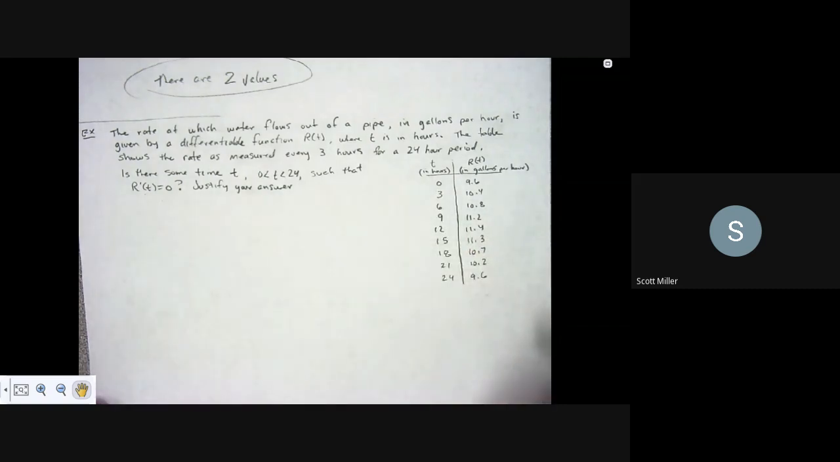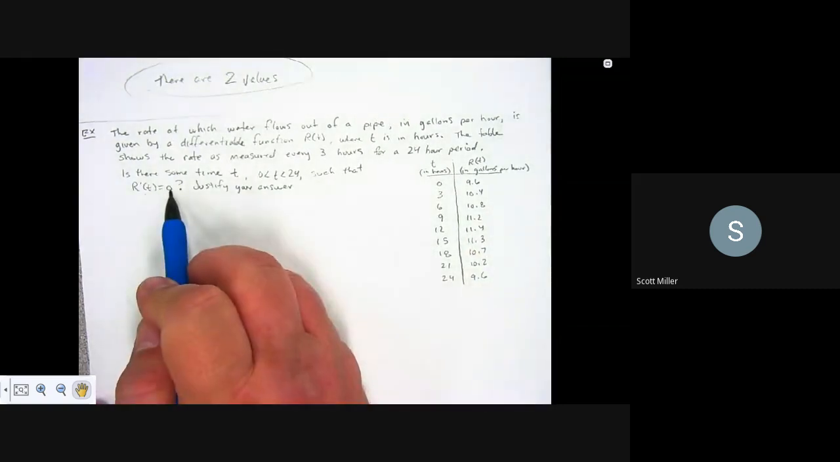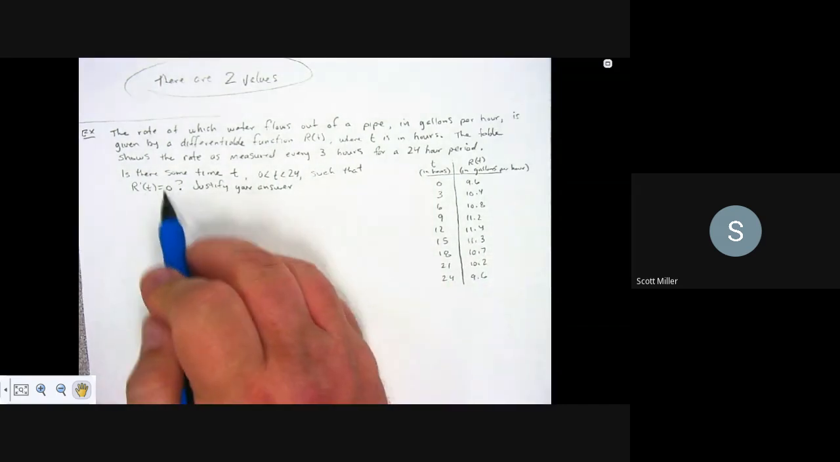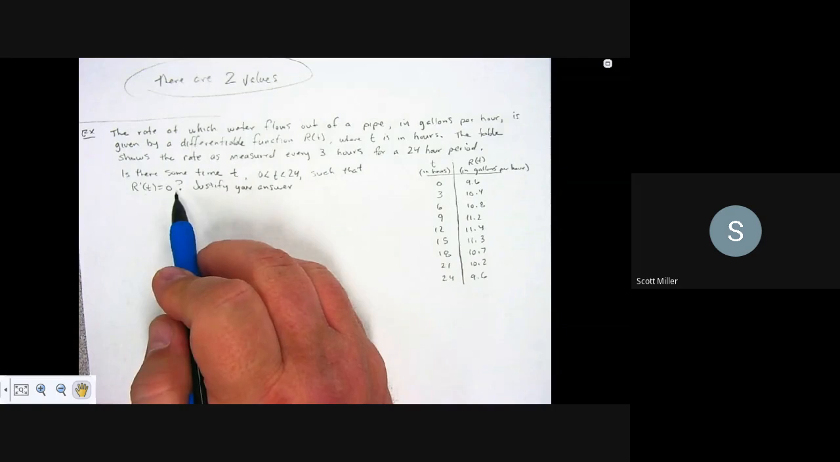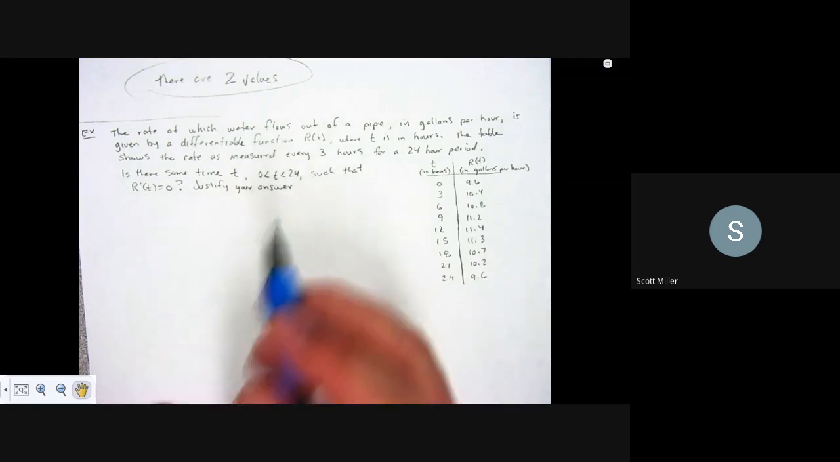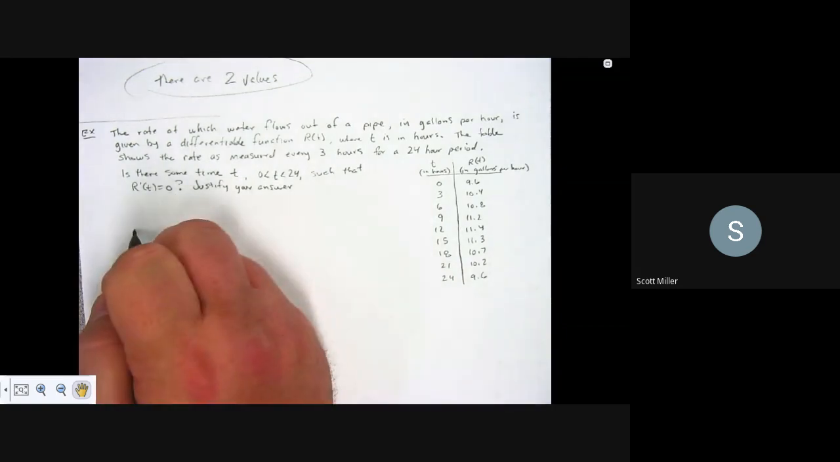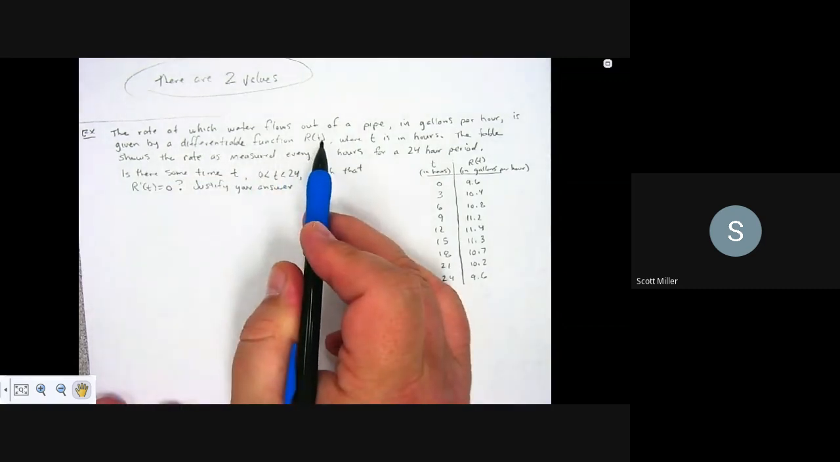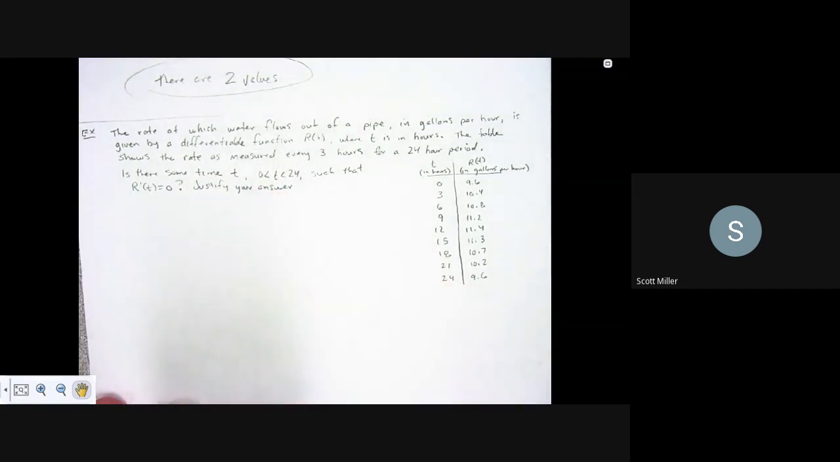So do I have one? Well, if I have a rate of 0, what they're asking here is there a t, some value in this interval, where the secant slope is 0? Okay, is that even possible? Well, first off, I have a differentiable function, correct? It's differentiable. Okay, and so what do I know?